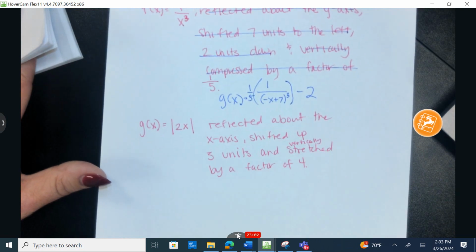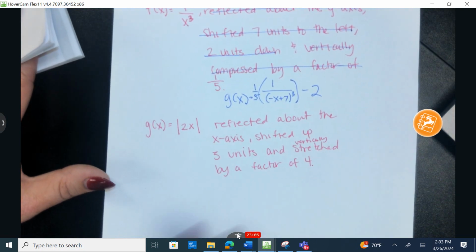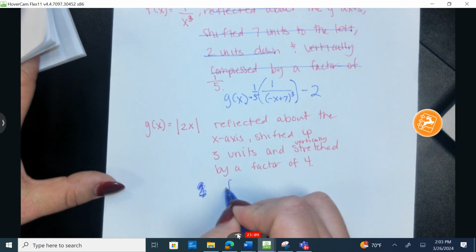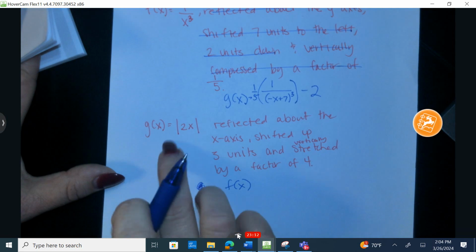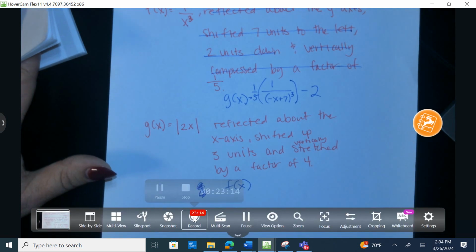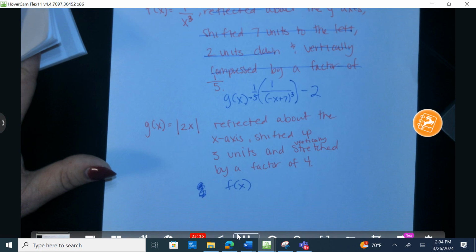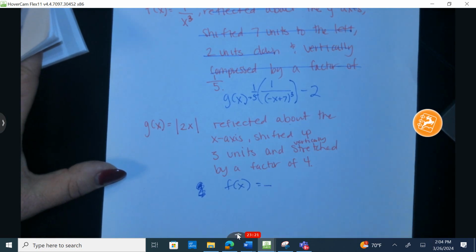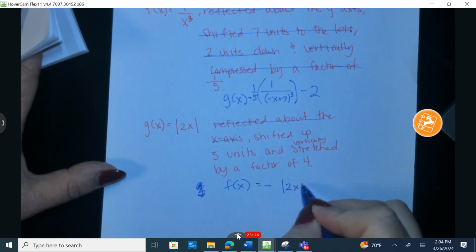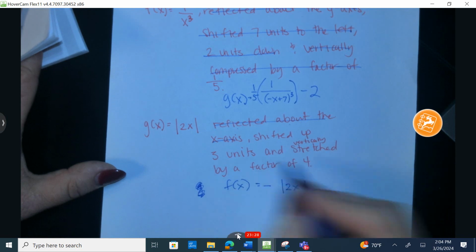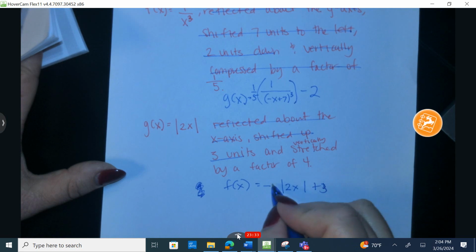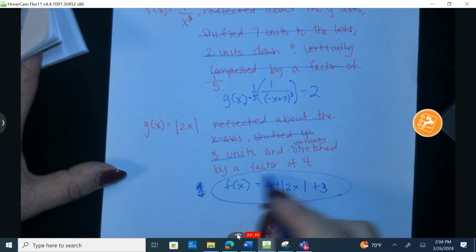Okay, last one for this quick lesson. Read this, press pause, and see if you can create the function, let's call this f of x, based on this original. Alright, so here we go. We are going to reflect about the x-axis, or over the x-axis as I prefer to say it. Done. So that's going to be in front of this function. And then we are going to shift up 3 units, +3 is in back. And vertically stretched by a factor of 4, 4 goes in front.